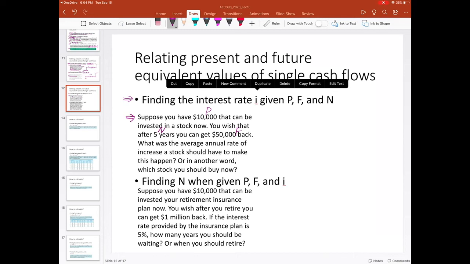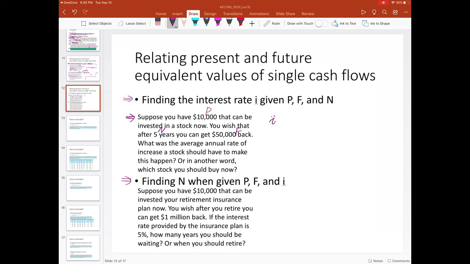Okay, so which stock do you want to buy? Because stocks will have an average interest rate. Okay, you can check it on the website. So now you want to pick out the one you want so that you can make 50,000 after 5 years. Okay, to answer this, exactly what you want to find out is the interest. Okay, you calculate the interest, and then you find the stock which has that interest. That's the one you want to buy.